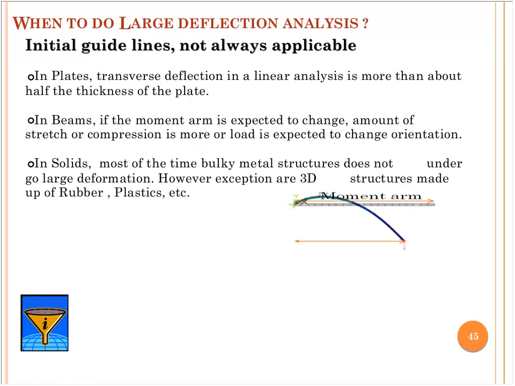In solids, most of the time, bulky structures will not really undergo a large deformation. There are certain exceptions like rubber or plastics. From the beginning they start exhibiting a large strain, or even a large metal component, when it goes beyond the plastic limit, starts exhibiting a large strain behavior, and those are the things we need to account for.